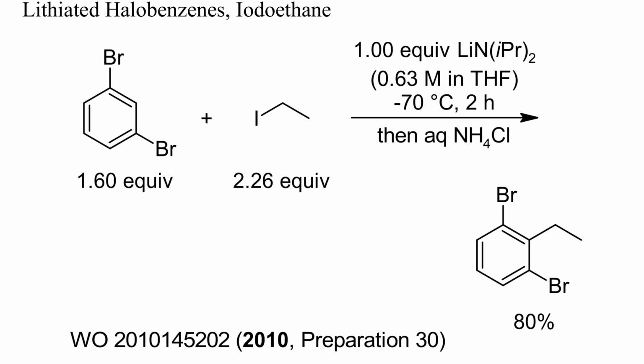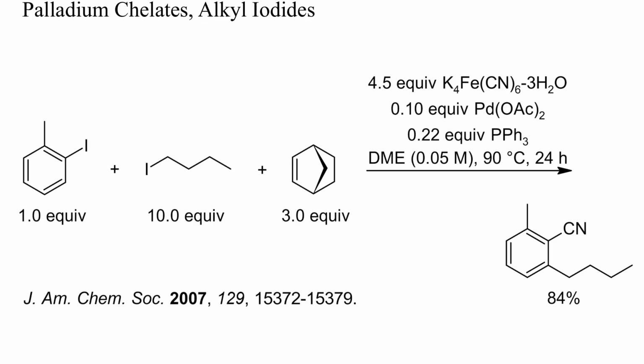Alkyl iodides are a bit more reactive than alkyl bromides, but more expensive and are only rarely used for large-scale preparations. Here, a lithiated dibromobenzene was ethylated with an excess of ethyl iodide at low temperature. Again, because lithiated 2-haloarenes are thermally unstable and tend to fragment into arynes, this reaction will be difficult to scale up safely.